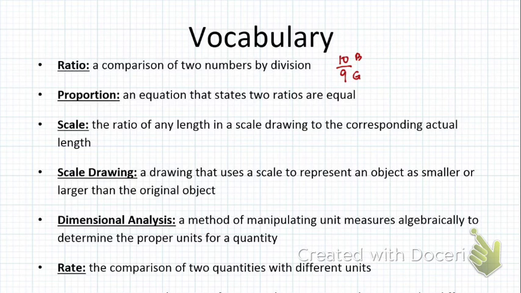Next thing I want to talk about is proportion. Is an equation that states two ratios are equal. I did that on the last slide. When we do that using cross multiplying, we solve them. A scale is the ratio of any length in scale drawing to the corresponding actual length.